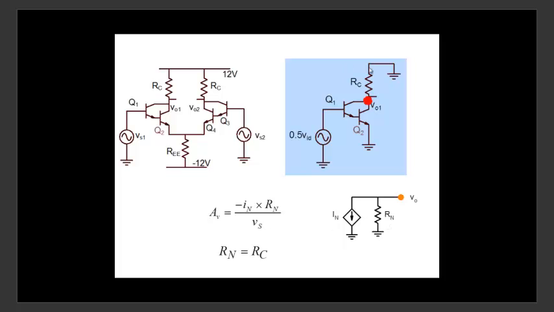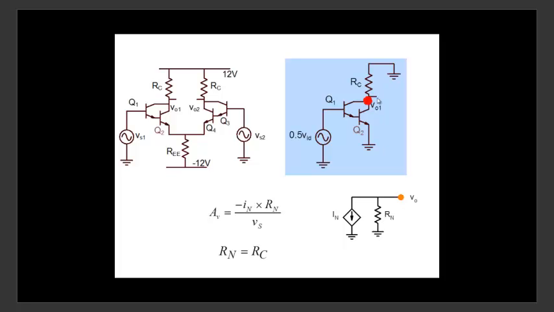RN is straightforward. When you look at this particular node and ask yourself, what is the resistance looking down? What is the resistance looking up? When you look up, you see RC. When you look down, you are looking into the collector of two transistors. And when you look into the collector, we said resistances are at least R0. And we've always been neglecting R0 compared to RC. So we just put RN equal to RC. So Norton's resistance is straightforward.